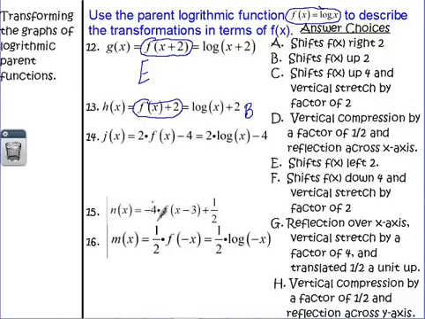outside multiplication by -4, which will have two effects on the graph. It will reflect it over the x-axis and vertically stretch it by a factor of 4. And we have inside subtraction by 3, which will shift it, not down, to the right 3. And then we have outside addition by a half. So vertical compression by a factor of a half and reflection across x-axis.